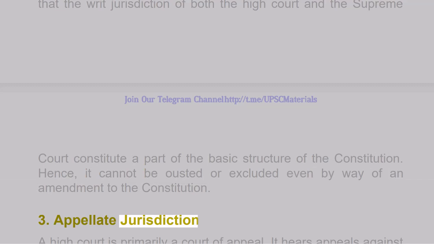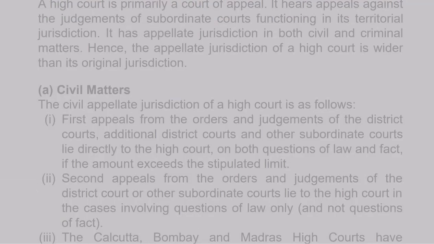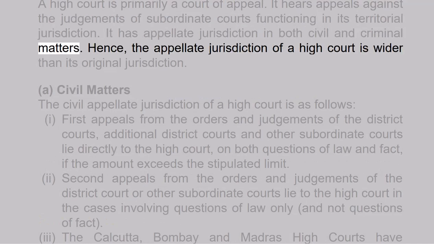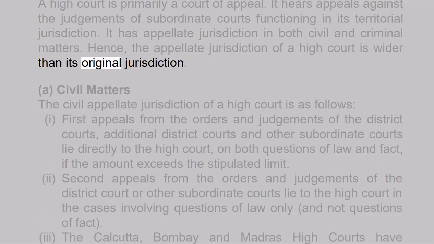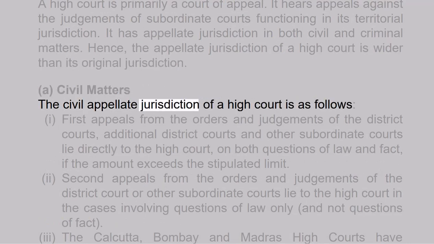3. Appellate jurisdiction. A High Court is primarily a court of appeal. It hears appeals against the judgments of subordinate courts functioning in its territorial jurisdiction. It has appellate jurisdiction in both civil and criminal matters. Hence, the appellate jurisdiction of a High Court is wider than its original jurisdiction. A. Civil matters. The civil appellate jurisdiction of a High Court is as follows.